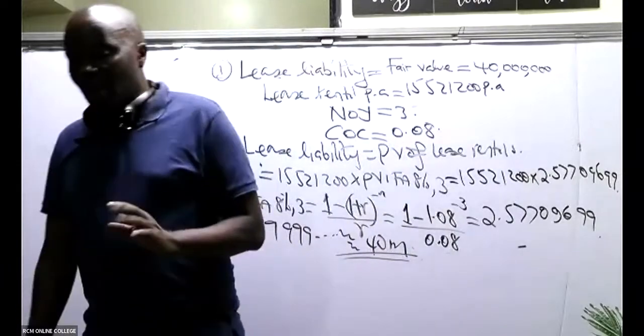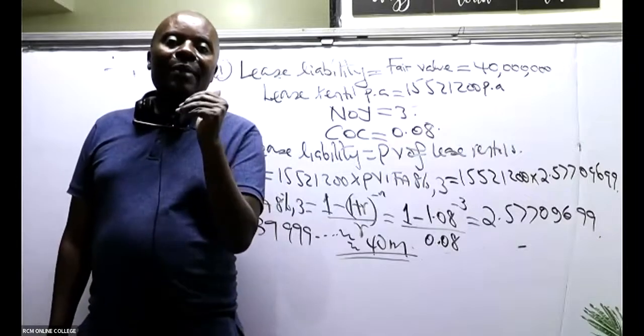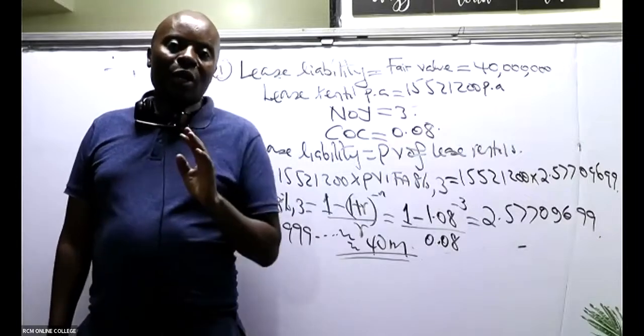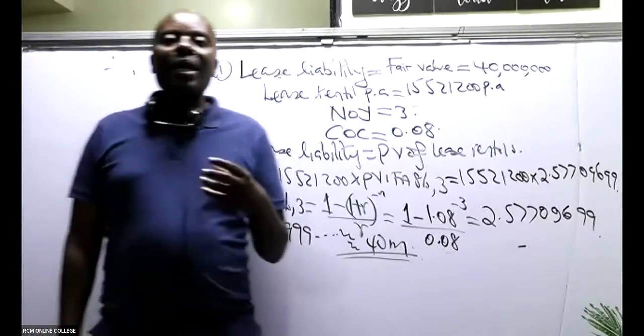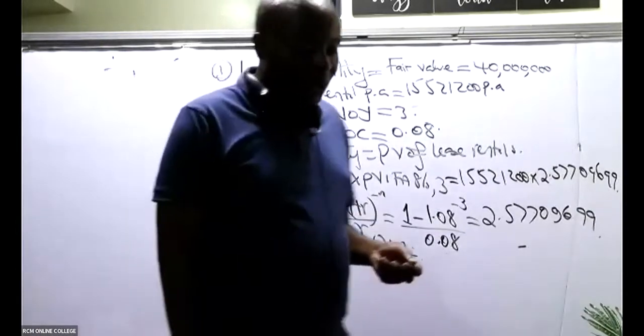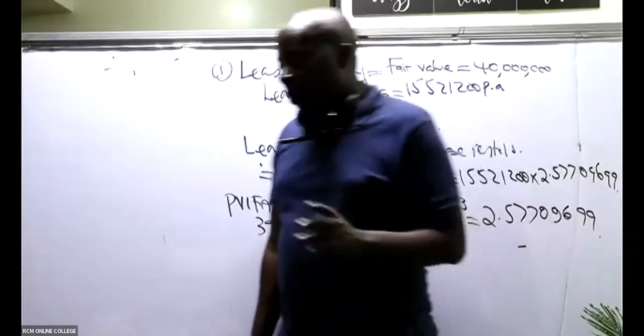So in total, as we enter into this house, we owe the landlord 40 million, but we're not going to pay him at once. We're going to give him this money gradually, on a monthly basis or on a quarterly basis.